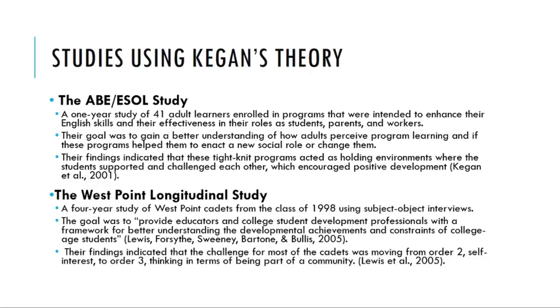The second study was the West Point Longitudinal Study. This was a 4-year study of West Point cadets from the class of 1998 using subject-object interviews. The goal was to provide educators and college student development professionals with a framework for better understanding the developmental achievements and constraints of college-age students. Their findings indicated that the challenge for most of the cadets was in moving from Order 2, self-interest, to Order 3, thinking in terms of being part of a community.